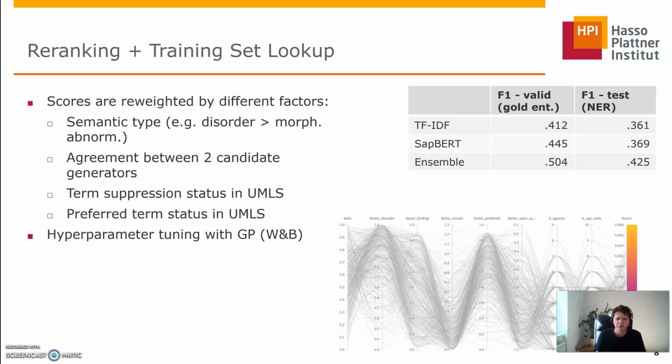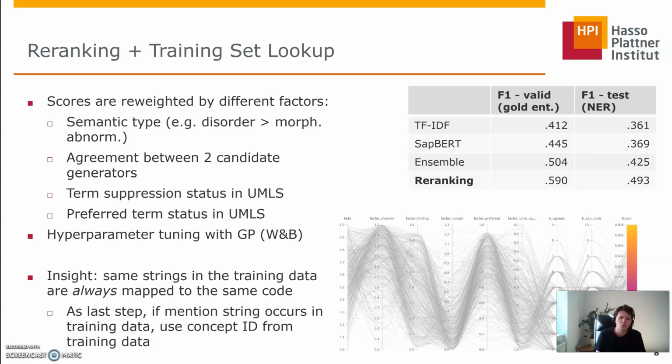And we use the implementation in Weights and Biases for Bayesian hyperparameter optimization. And you can see the different combinations of these scores lead to lower or higher F1 scores. This in turn also leads to an improvement of performance, achieving then 0.49 F1 score on the test set.